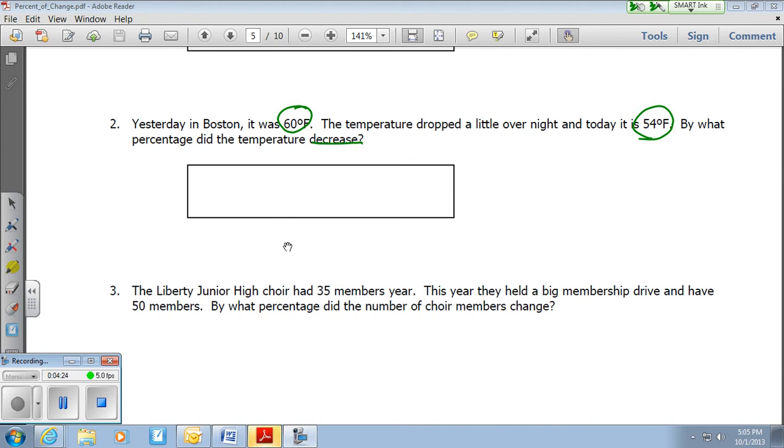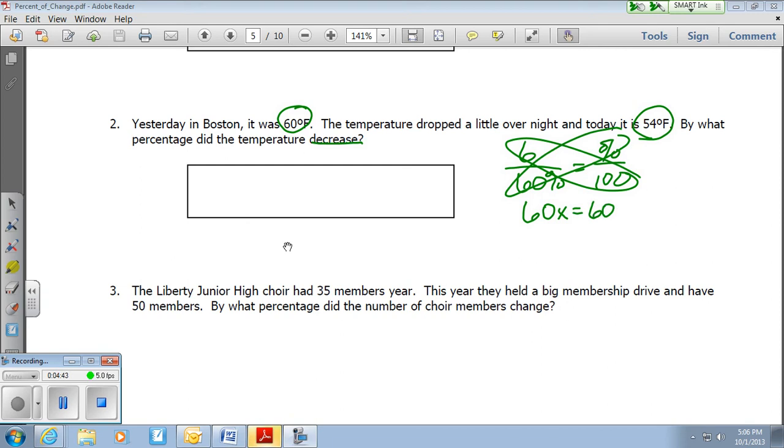So how much did it drop? It dropped 60 minus 54, which is 6 degrees, and the original amount was 60 degrees. Equals percent over 100. That's going to be 60x is equal to 600. So x is equal to 10. So 10% decrease.